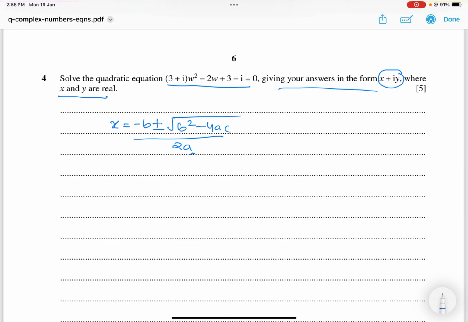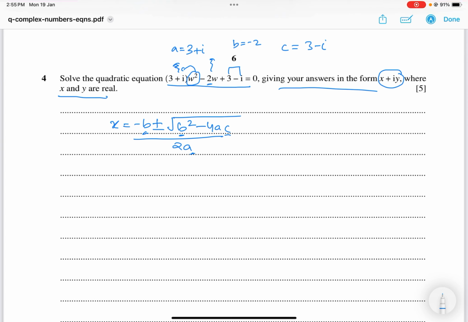Now let us recognize what a, b and c are in our equation. If we look at the coefficient of w square, that is a equals 3 plus i. Now what is b? b is negative 2 over here. So I will write b equals negative 2. And what is c? c equals 3 minus i. Yes or no? Let us put the values of a, b, c in the quadratic formula.